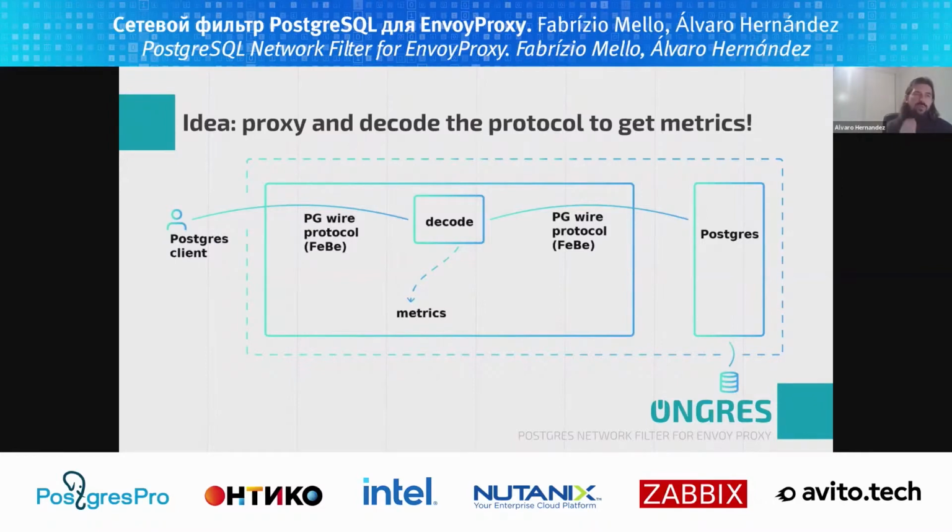But if we use this proxy, this decoder box, to actually obtain metrics from this traffic and send them to an external location for storing, visualizing and processing all these metrics, then we've got observability basically for free. We're just decoding the protocol transparently to the server.